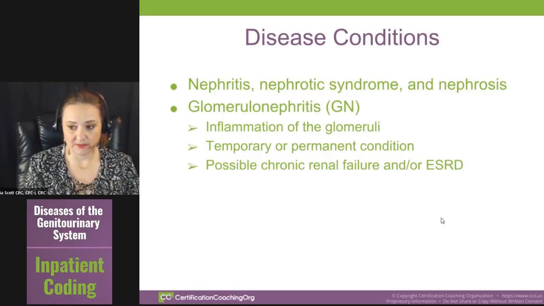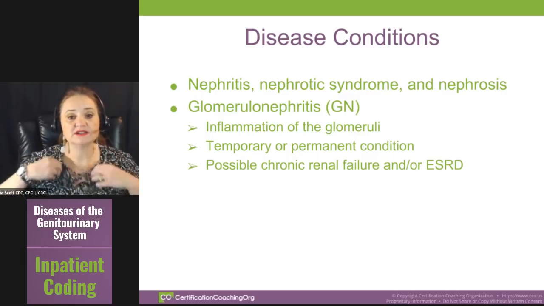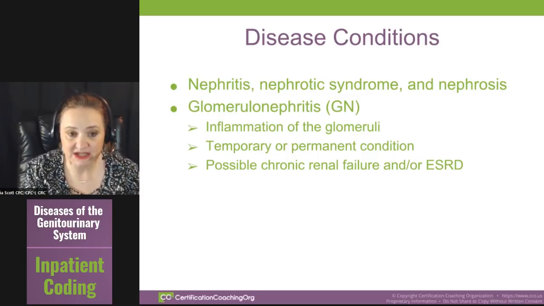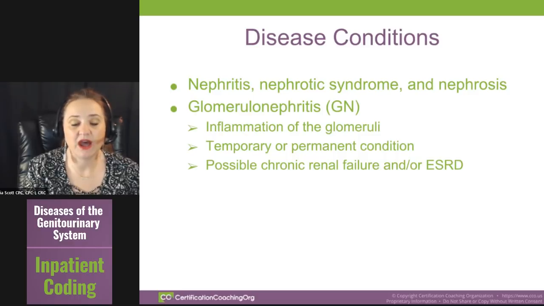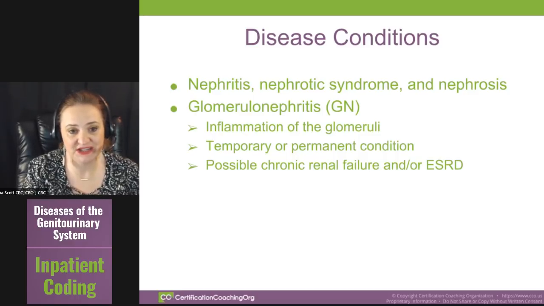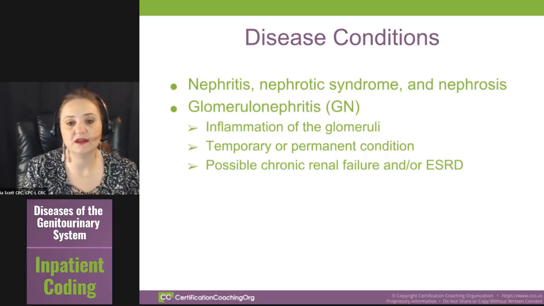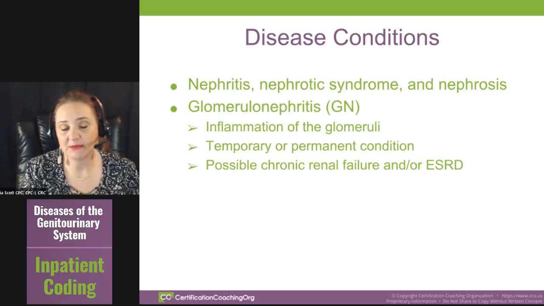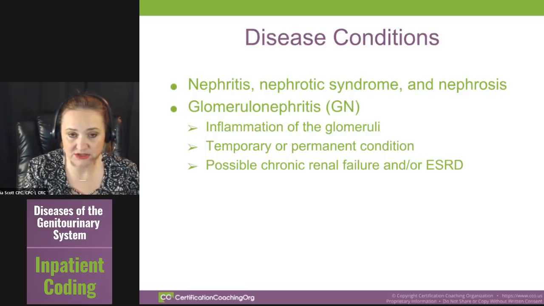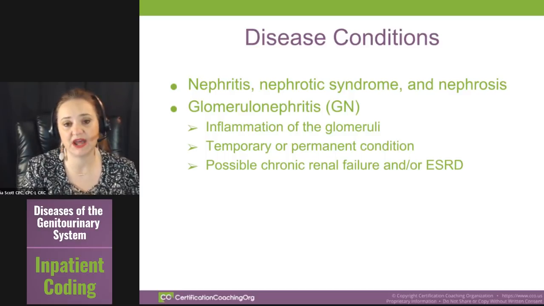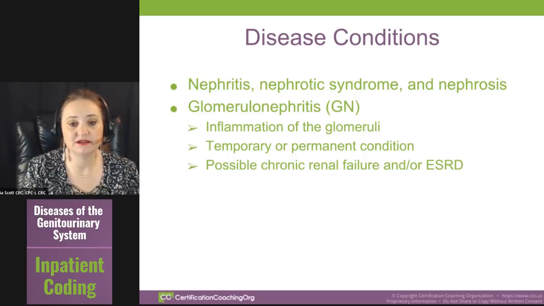There are other things that can happen to the kidneys that are very common. We have nephritis, nephrotic syndrome, and nephrosis. We have another condition that's abbreviated GN, glomerulonephritis, if I said that right. That is when the glomeruli of the kidneys are inflamed. So if you look at the anatomy of the kidney itself, take some time to do that. You can Google image that and see the glomeruli that make up the kidney.